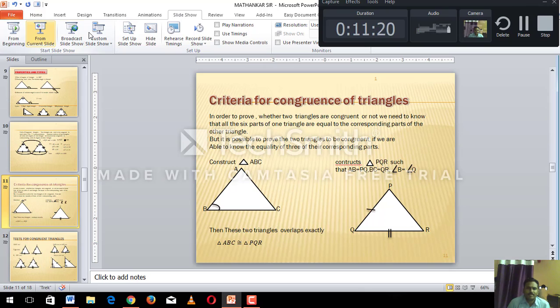Now, criteria for congruence of triangles.